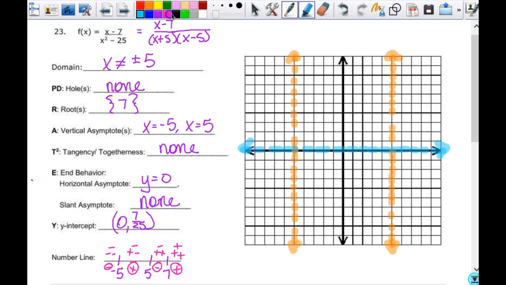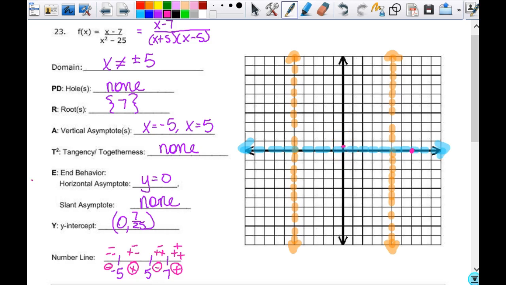Okay, so then I can plot my root. I have one at 7, so here's one at 7. That's the only root I have, but I have a y-intercept at 0, 7/25. So it's not very much, it's like right there. That's all I got.